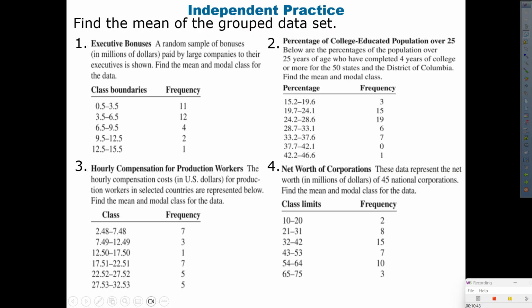There they are. You may work with a neighbor, so that you can divvy up the work. This is due at the end of the period. I'm going to open up that assignment on Canvas. So divvy up. Get to work.